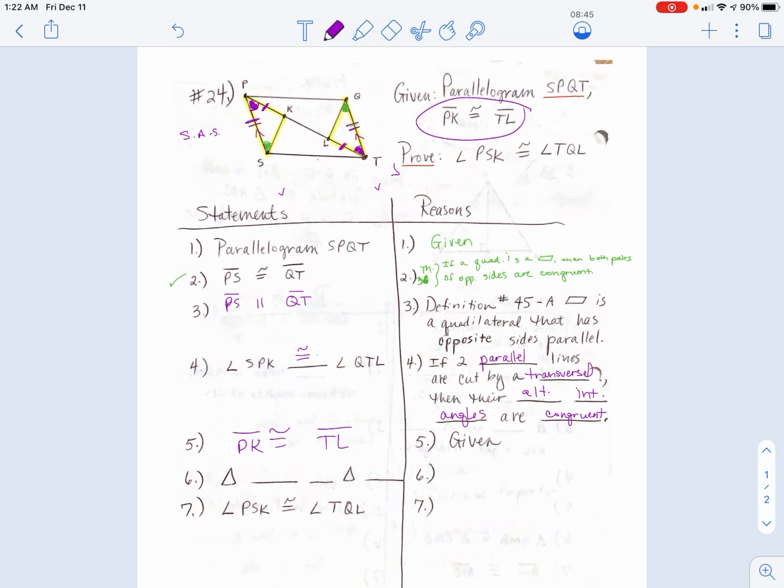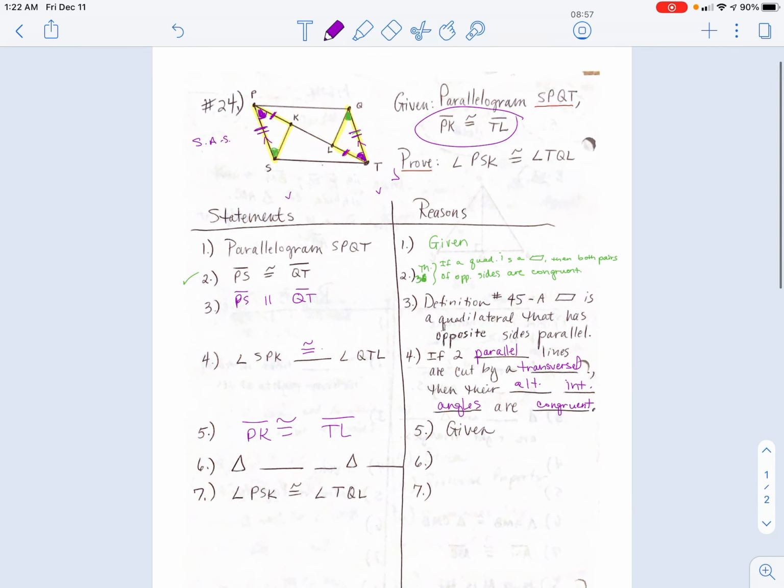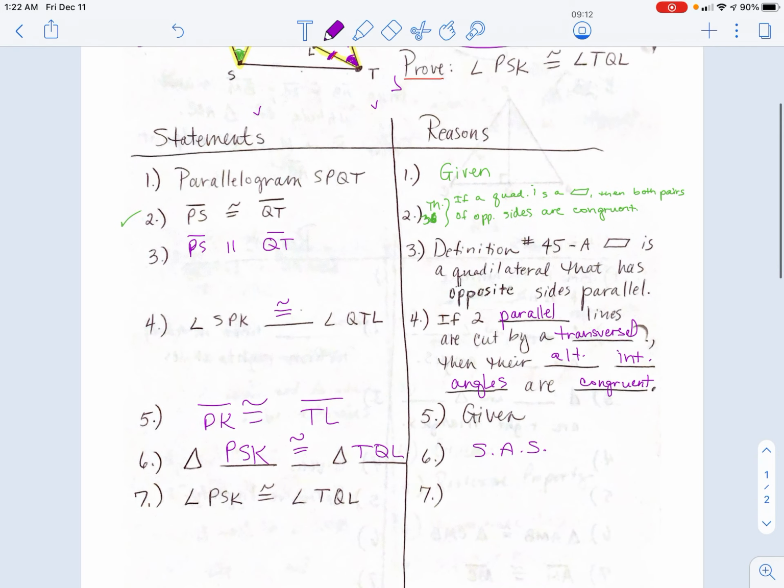We talked about it. I mentioned it earlier because we went ahead and marked those sides, but we need to go ahead and formally write that into the proof. Okay, so on step 5, we'll go ahead and make that statement. Now we can say that the triangles are congruent. So we're going to say that PSK is congruent to TQL based on the side, angle, side.